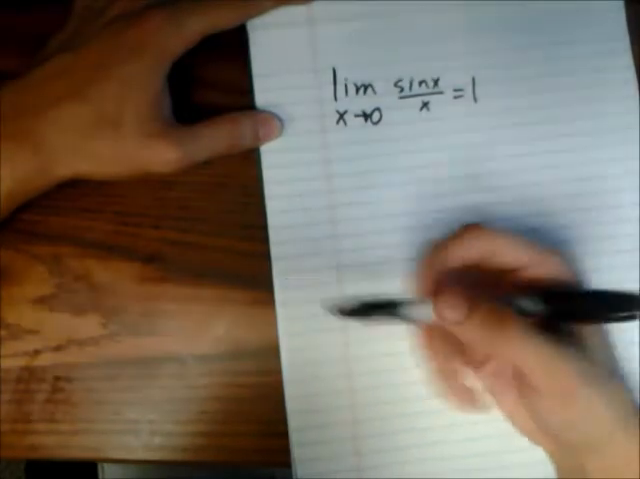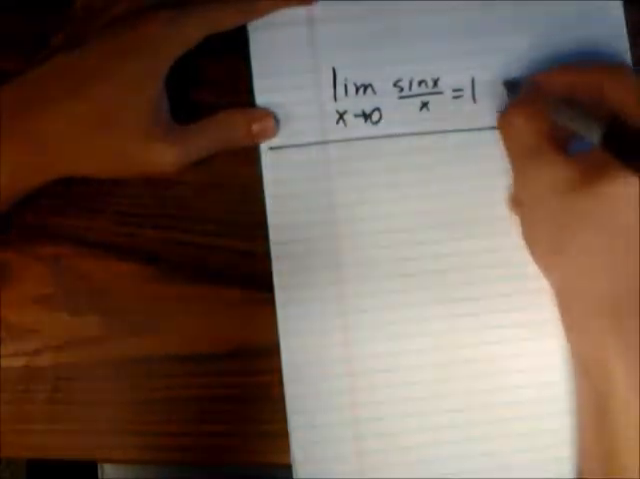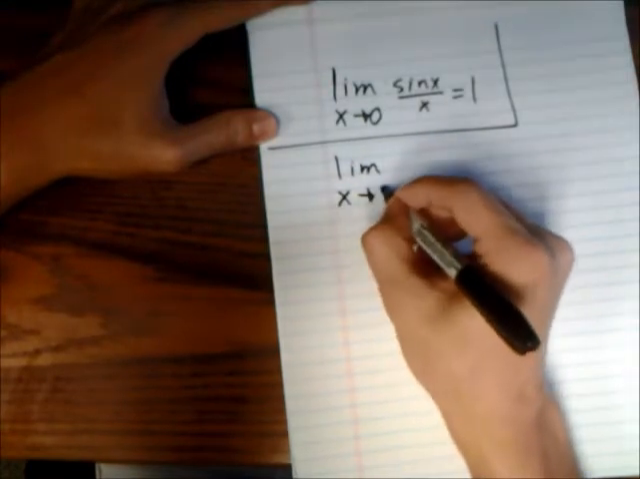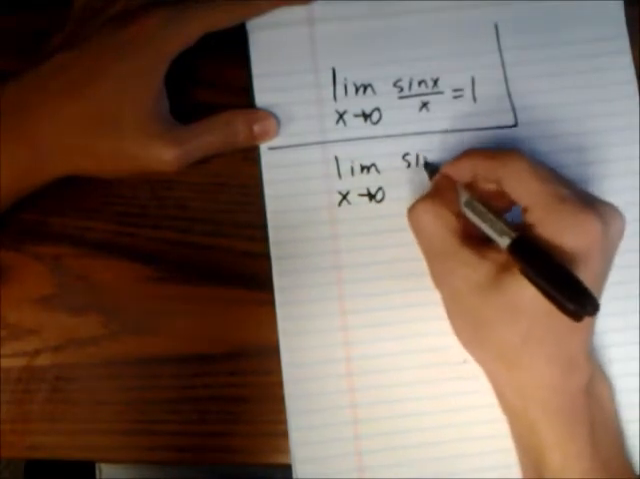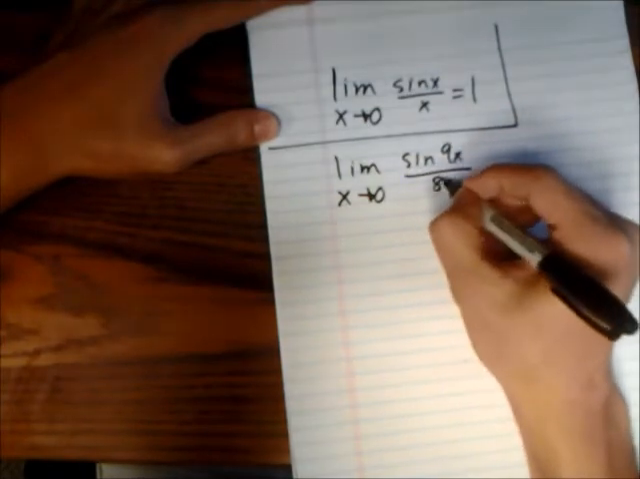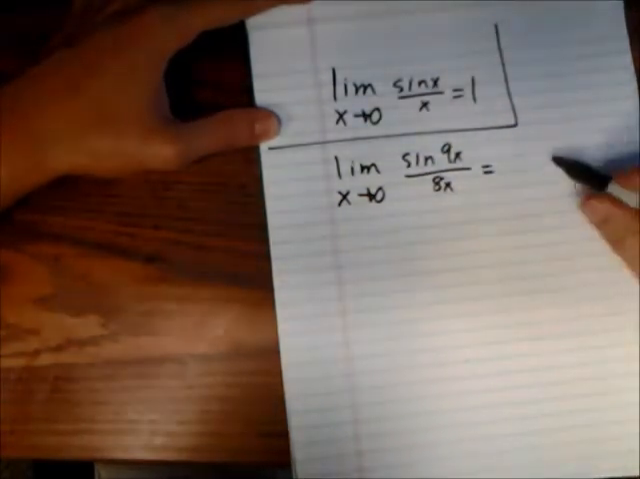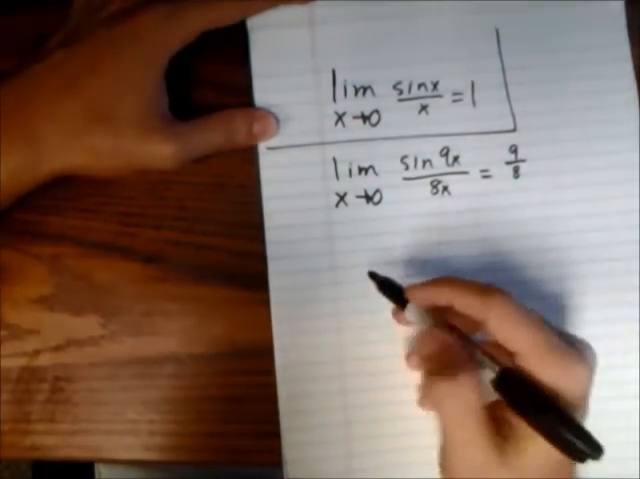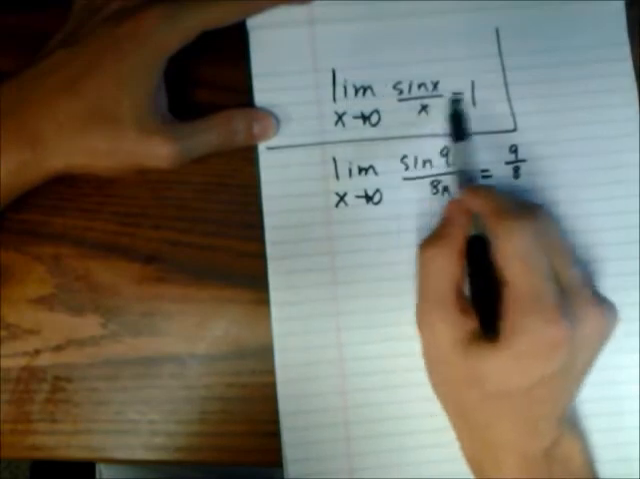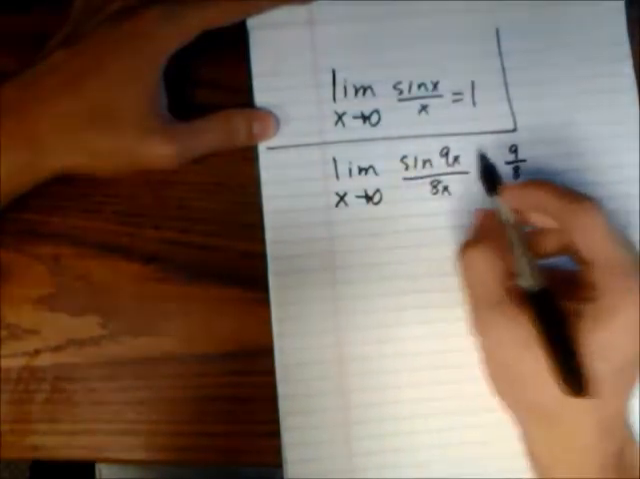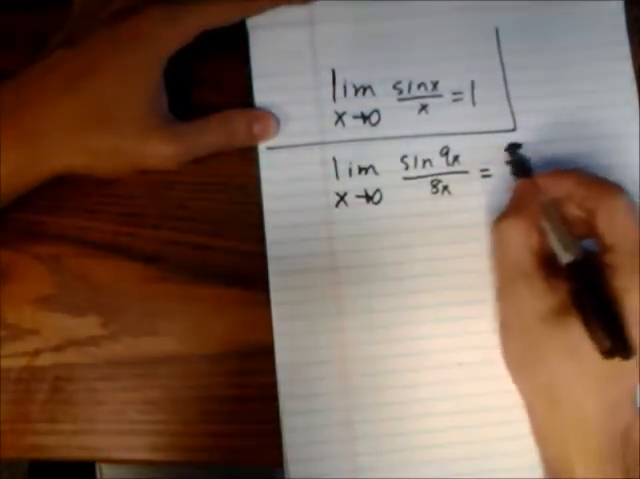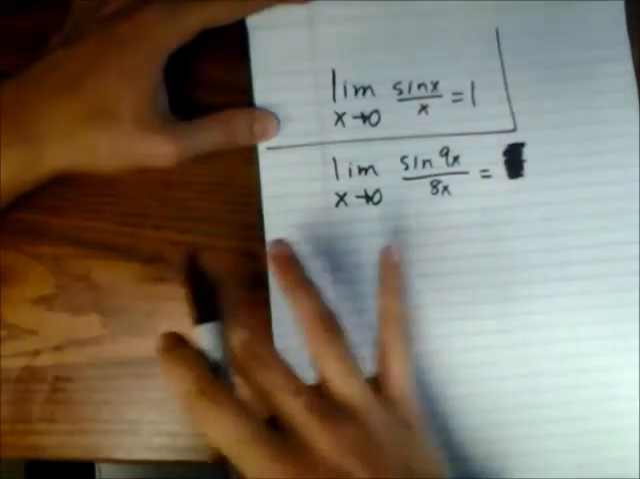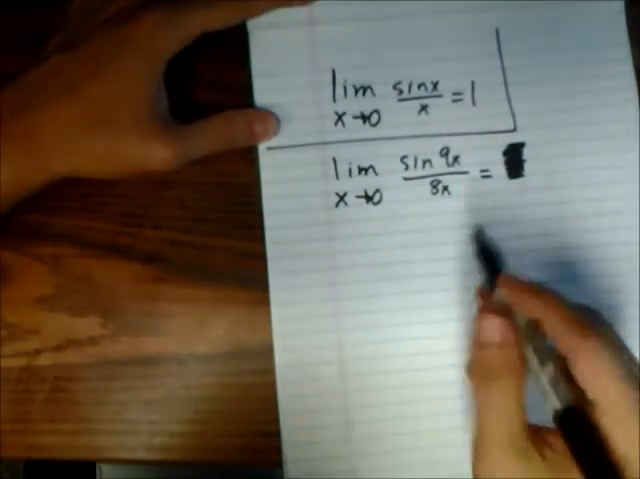Why is this useful? Well, if you remember, our problem was the limit as x goes to 0 of sine 9x over 8x. Now for everyone that knows the shortcut, this just equals 9 over 8. Why? Well, let's pretend like we never knew what that was. Don't go back in the video and say, oh, it's 9 over 8.